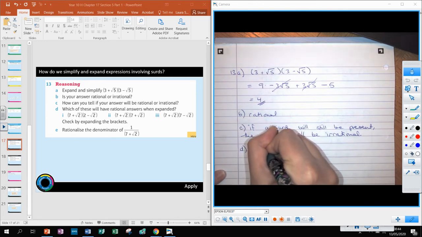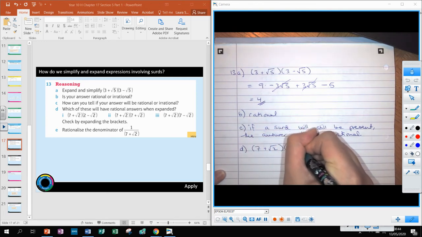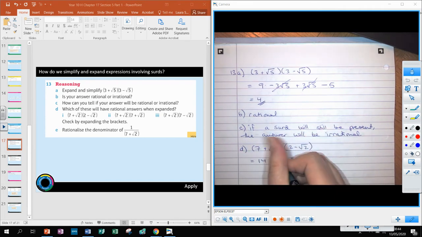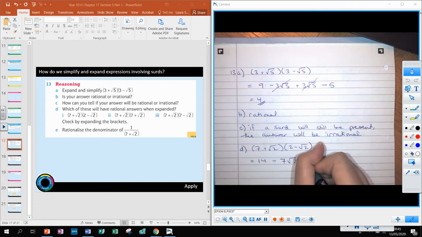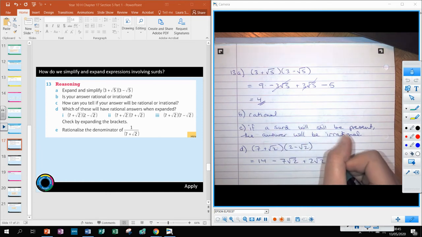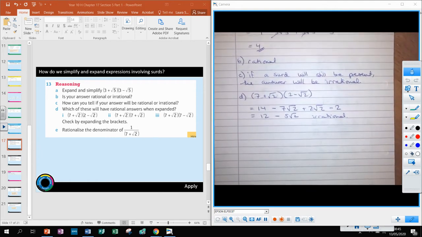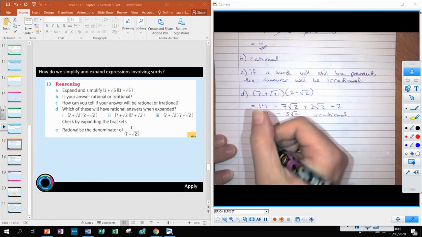All right, so 7 plus root 2 and 2 minus root 2. 7 times 2 is 14, and then minus the 7 root 2, plus the 2 root 2, and then minus 2. So as expected, we're still going to have a surd. 14 minus 2 is 12, and then bring these two together, and we get minus 5 root 2, and that means it is definitely irrational because that surd is present. Just like we had said. Let's take a look at the next one.